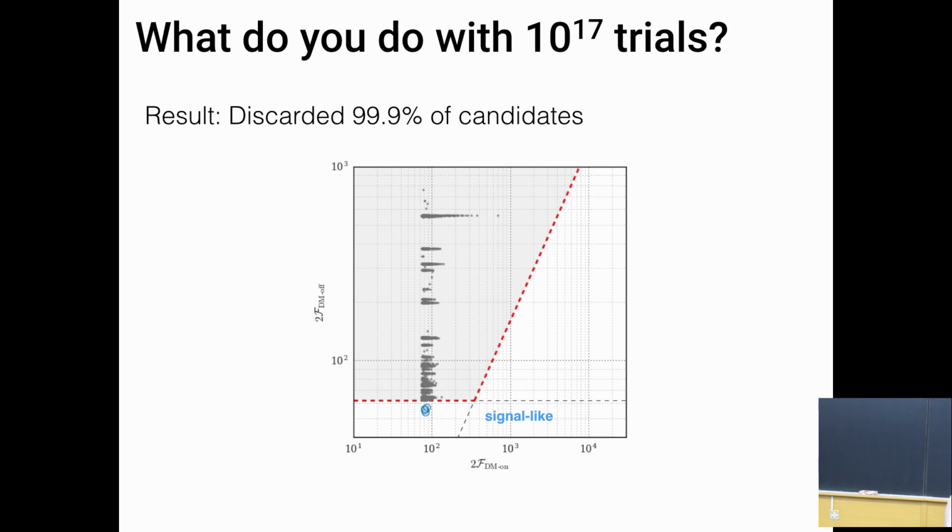Another thing you can do is try to look for non-standard CW signals, right? So far I've been talking about signals that persist, that are only defined by frequency and a spin down.